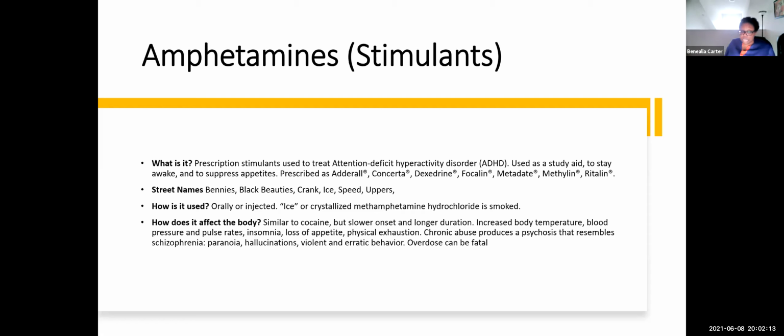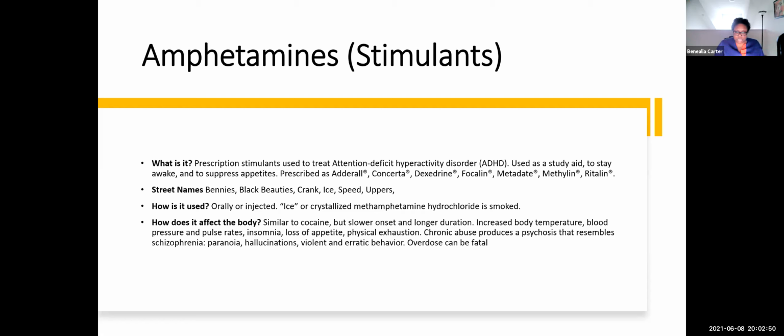So street names are uppers, speed, ice. It's also referred to as crank, black beauties, bennies, because of the type of pill forms that it may come in, but also ice because there is a cooling effect if you have certain amounts in your body. Amphetamines were also used as diet pills. Speeds up your metabolism. The other thing is it also lowers your blood temperature.